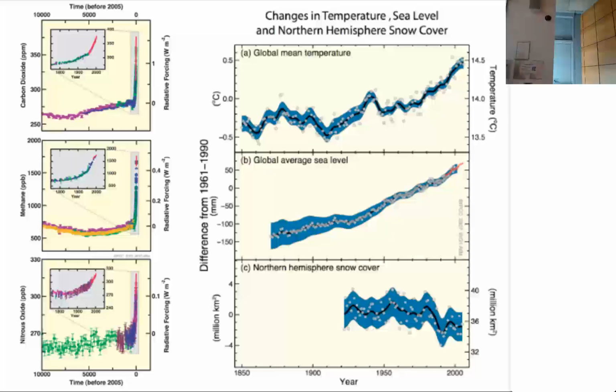Then on the right-hand side, you're looking at 3 other graphs. The global mean surface air temperature, annual average, global average sea level rise, and snow cover in the northern hemisphere. Sea level is going up, temperature is going up, and snow cover is going down. And this set of pictures is fully consistent with one another. This is exactly what we would expect. And the reason for that is the so-called greenhouse effect and its enhancement, right?